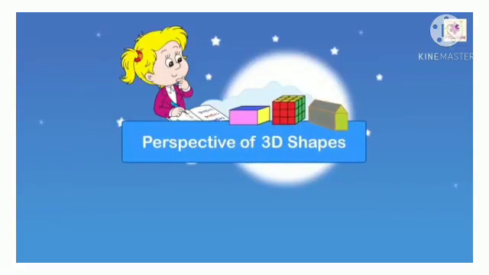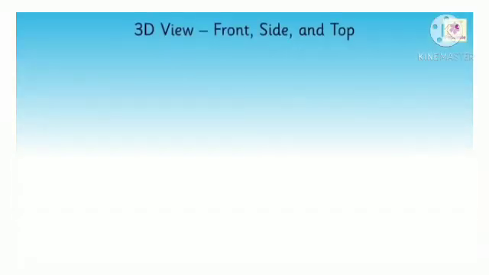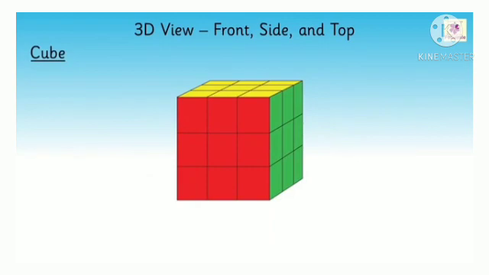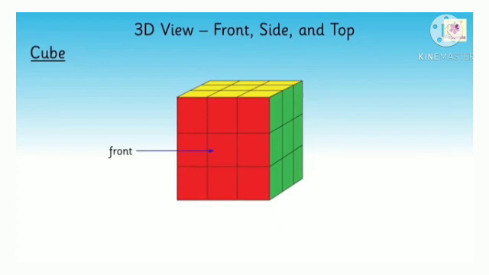Perspective of 3D shapes. Let us learn about the 3D view, that is, front, side, and top view of a cube and cuboid. This is a Rubik's cube. This cube has length, breadth, and height. It has 3 dimensions. It can be viewed from the front, side, and top.